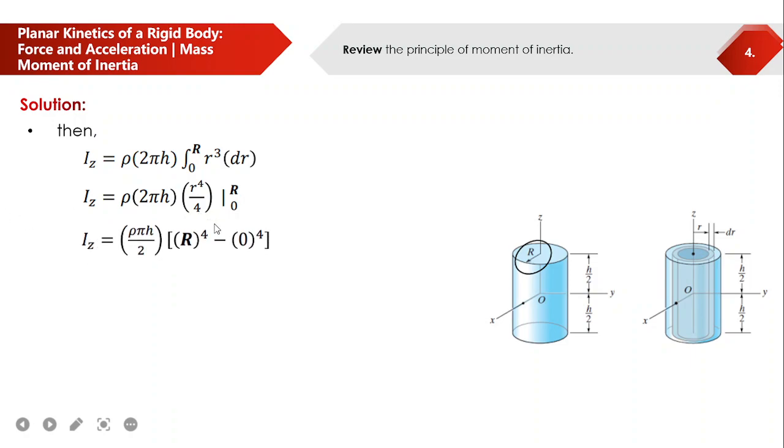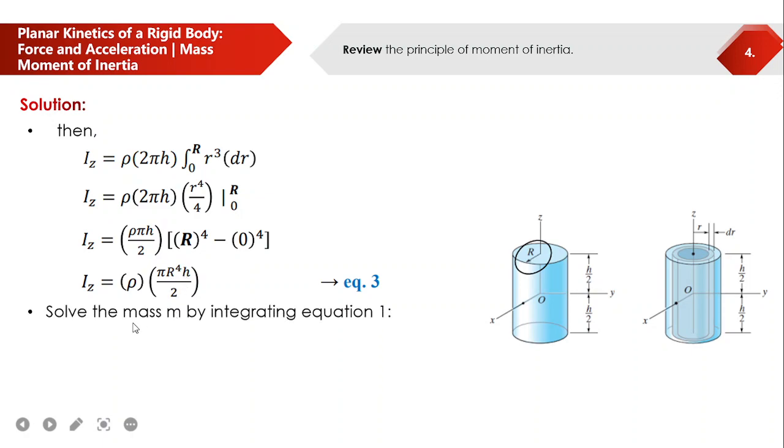Then substitute the values of your limits. I sub z is equal to rho pi h over 2, since 2 over 4 is one half, times the value of r, your radius, to the 4. So I sub z is equal to rho pi r to the 4 times h over 2.